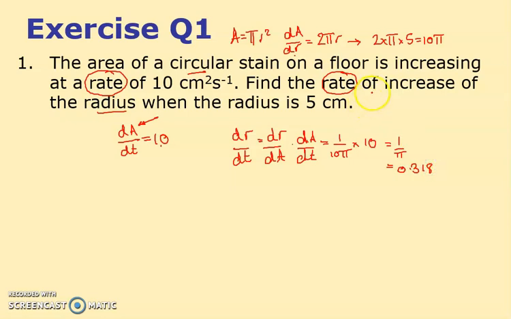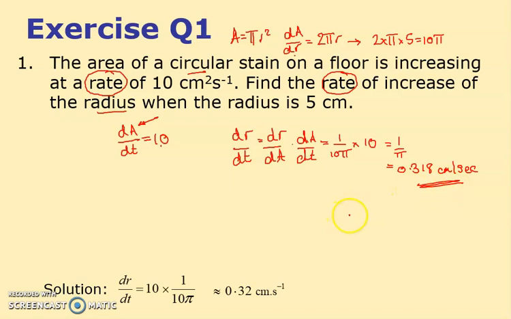What is that? It's a rate of increase of the radius. So that's centimetres per second. So that's what the answer says. 0.32. Yeah, there you go.